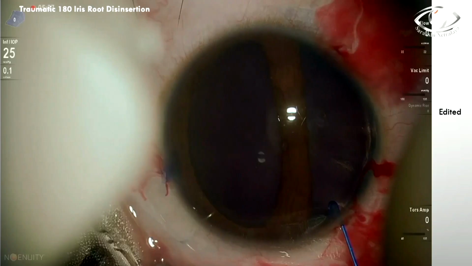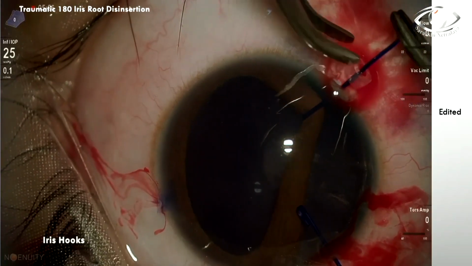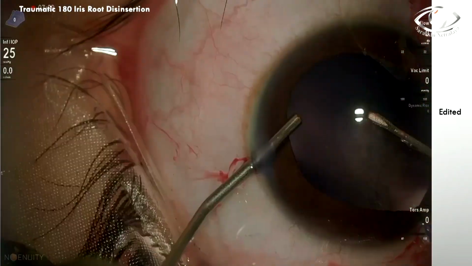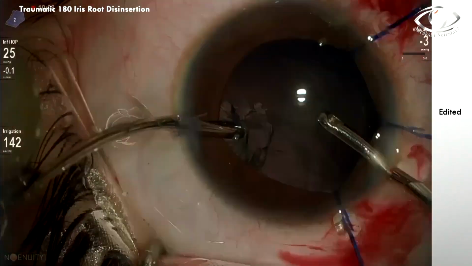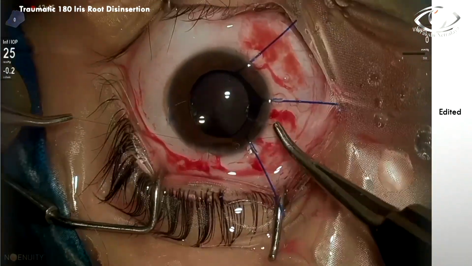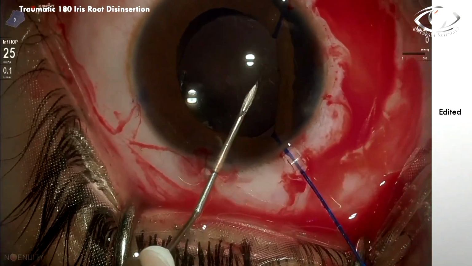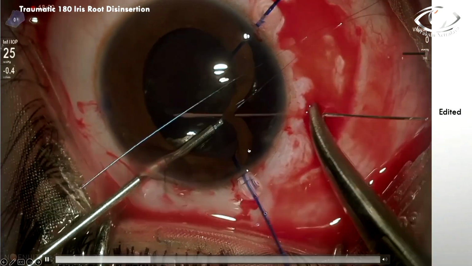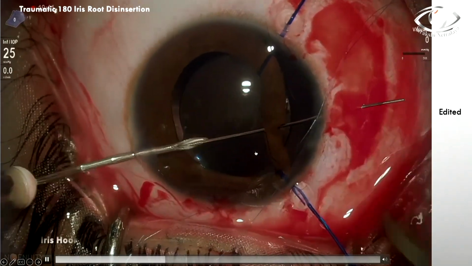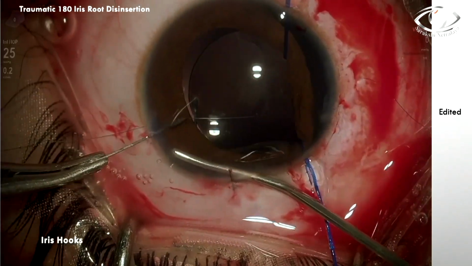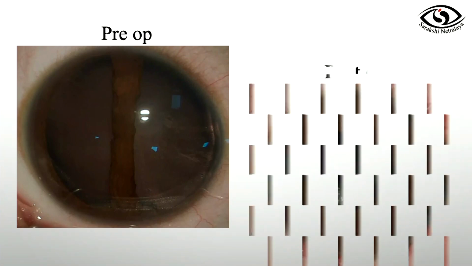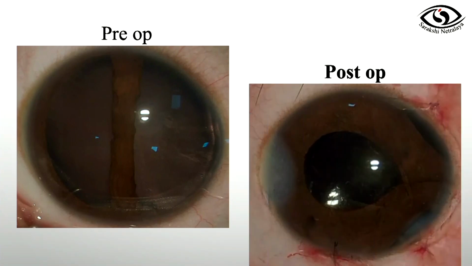Sometimes a traumatic cataract is associated with an iris abnormality. Here the most important thing is you have to prevent this iris from getting near the active port, finish off the phaco, put the lens, and even these iris abnormalities have to be tackled. And here I am putting back the iris, inserting the iris root back with a Prolene suture, and you can see this is the pre-op and this is the post-op picture of this particular patient.